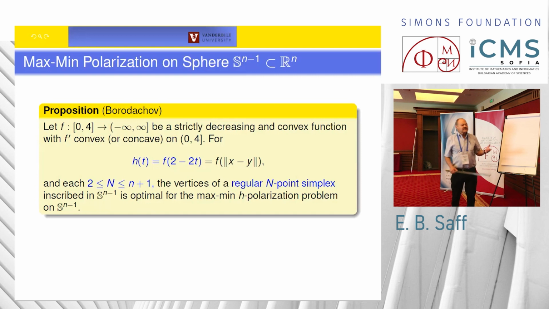If you have 4 points, he was able to prove that it's a simplex, okay? I'm talking about S^2. But in general, it's a simplex if you're in S^(n-1), that it's optimal.